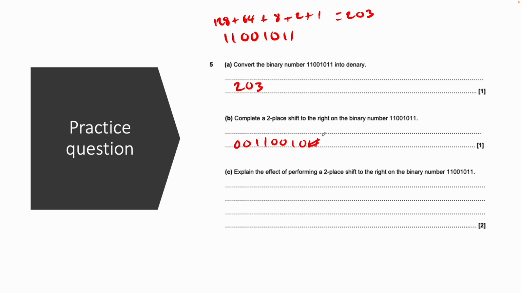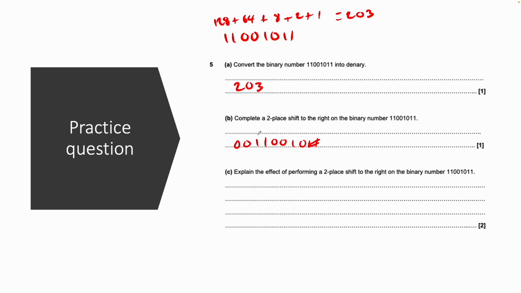Now what you've actually done is you've taken these bits, which were 128 and 64, and you've moved them 2 places to the right. That's our 2-place shift. Okay, so they're now worth 32 and 16 respectively. But we're still dealing with an 8-bit system, so we have to drop 2 of them off the end, which is the 2 that I've crossed out.